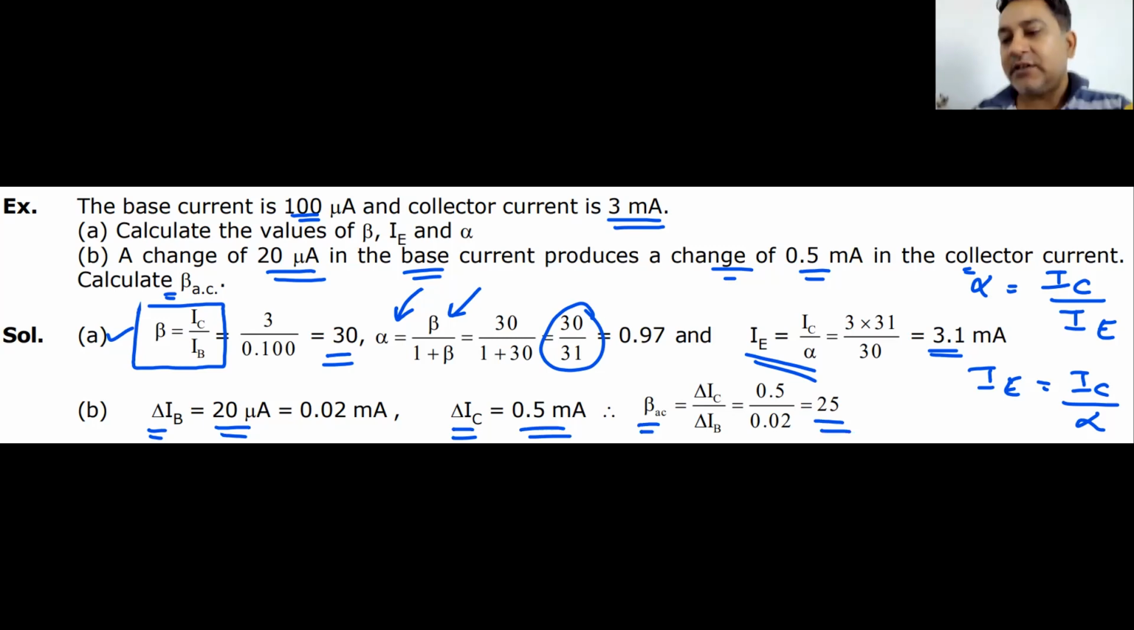Because A is for apple. So I don't know this problem. Okay, sir. Think. IC is 3. Alpha is 30 divided by 31. I have to find out IE. IC divided by alpha. Divide it. You'll get your answer. Yes, sir.